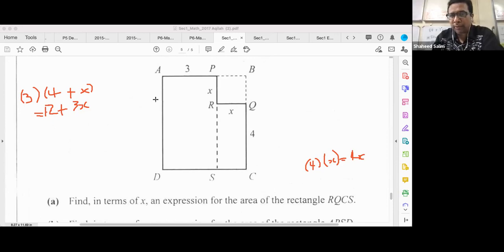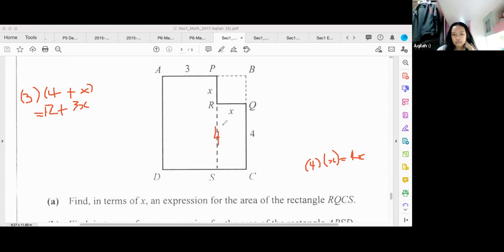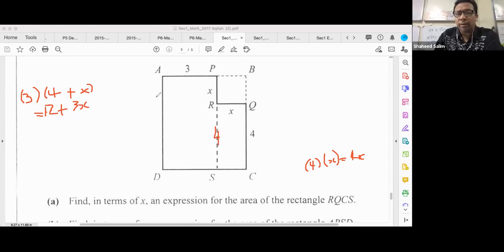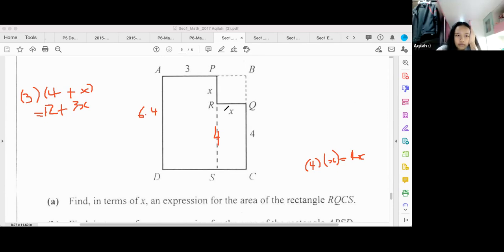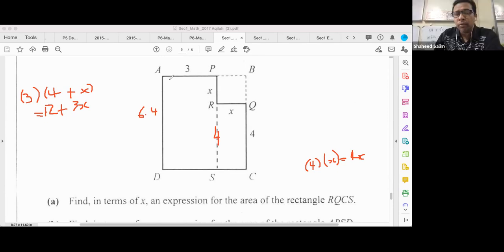Why you take 3 divided by 2? I think, remember, down here, you know what's the length. This one is 4, correct? Down here. This is 4, right? 4 plus 2.4 lah. You get a total 6.4. Correct? This is 2.4, correct? 4 plus 2.4 lah. You get the length. Then 6.4 times 3, correct?